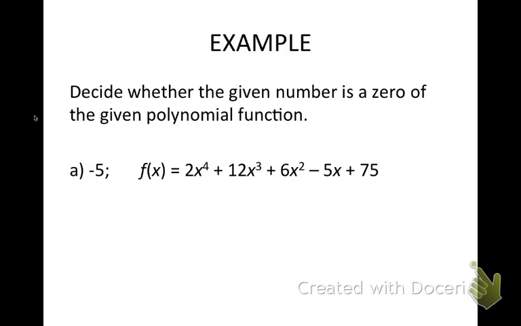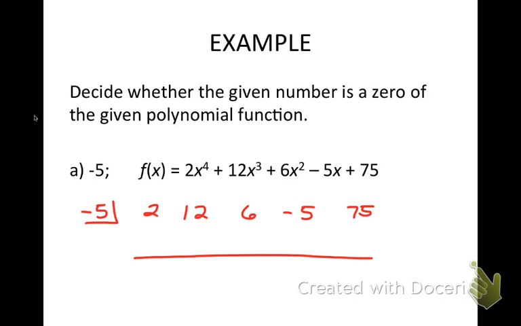It's the same process. I feel like I would make fewer errors using synthetic division, so I'm going to put negative 5 in my half box. And we got a 2, a 12, a 6, negative 5, and a 75. I do not need any zeros as a space filler because I have an exponent of 4, exponent of 3, 2, 1, and then 0. If there was a gap, then we need to remember to put in that 0 to fill in the gap.